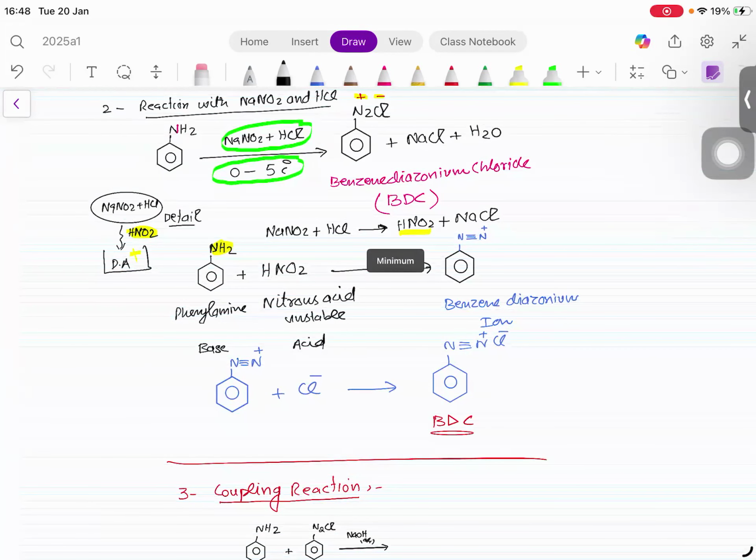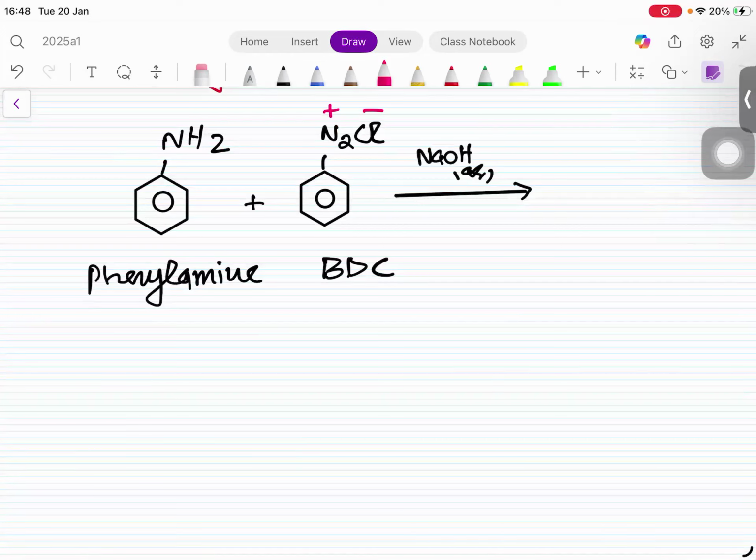Okay, next. Next is the coupling reaction. This is phenylamine. This is BDC. Okay. Now look at this. Please pay attention. BDC we know is like Na positive Cl negative. It's a salt now. Now please pay attention. The positive part, this one which I'm highlighting, is a kind of electrophile.